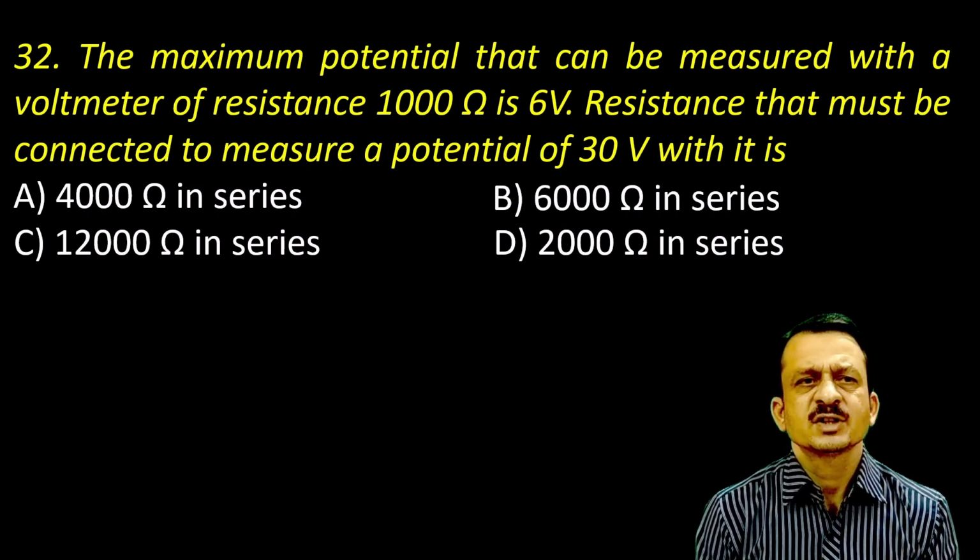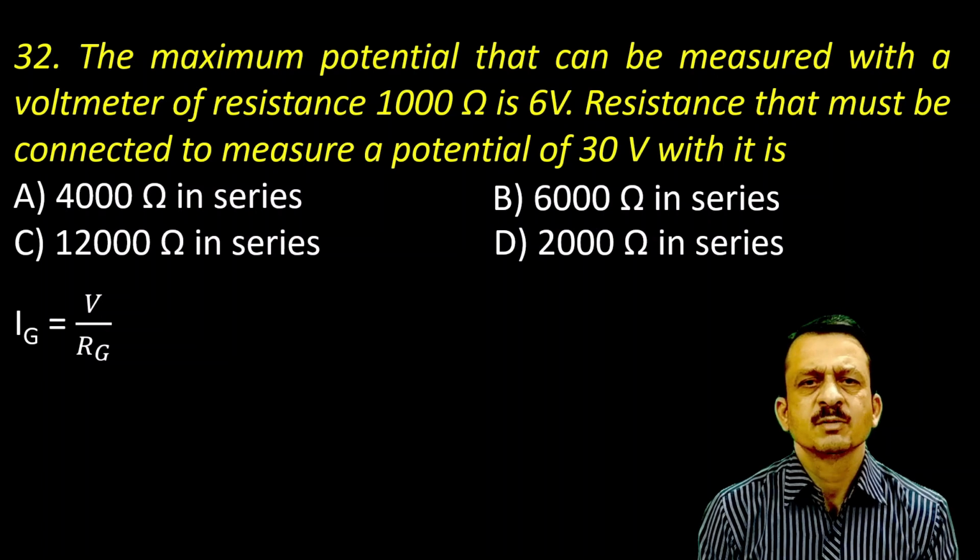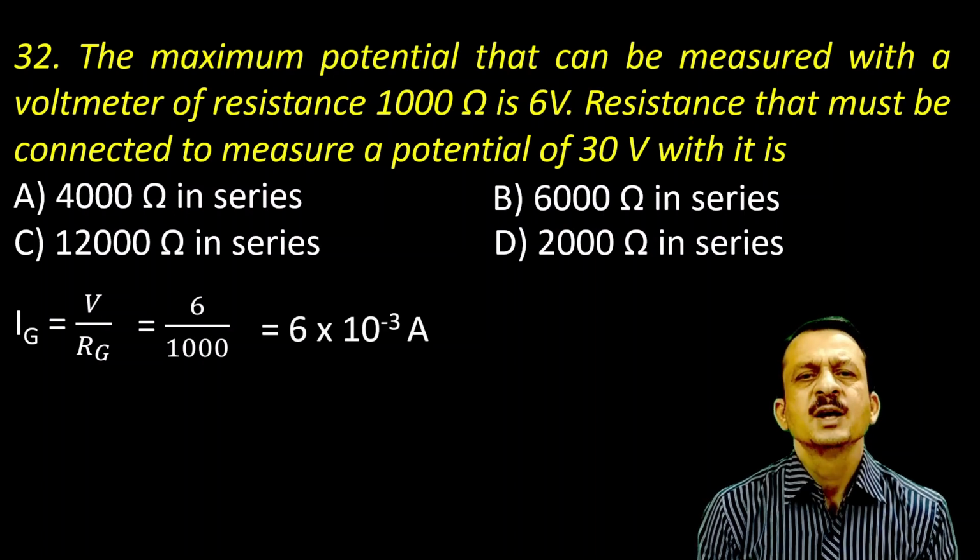Now from the data, first they have given the maximum potential that can be measured is 6 volts with the help of a resistance of 1000 ohms. Now we can calculate Ig, the maximum current flowing through the galvanometer for full deflection. That is Ig is given by V by Rg. Now V is 6 volts divided by 1000. Now 6 by 1000 is 6 into 10 to the power minus 3 amps, or 6 milliamps. Okay, that is the current.